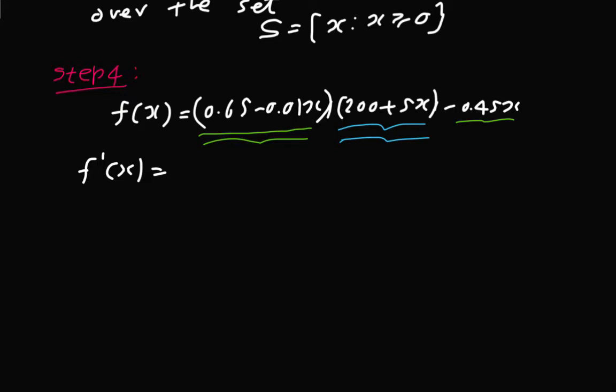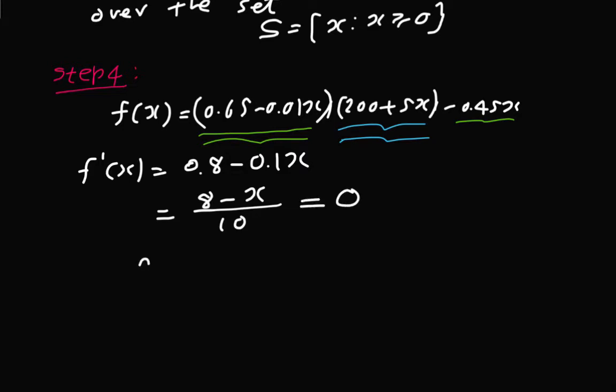So we can write down 0.8 minus 0.1x, and simplify this one: 8 minus x, divided by 10. So now we have the derivative of f(x). Set this equal to 0, then you can solve for x. x equals 8. So you will get the maximum point of f(x) at x equals 8.